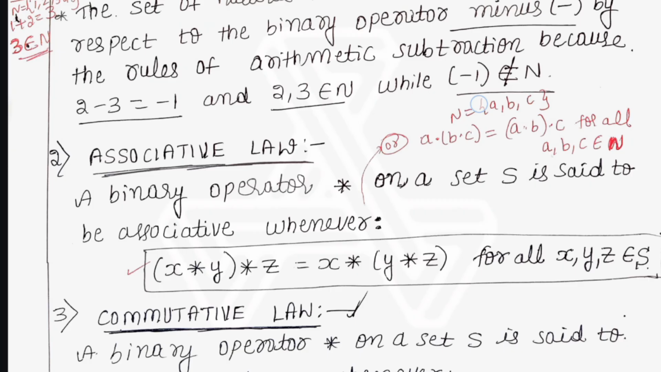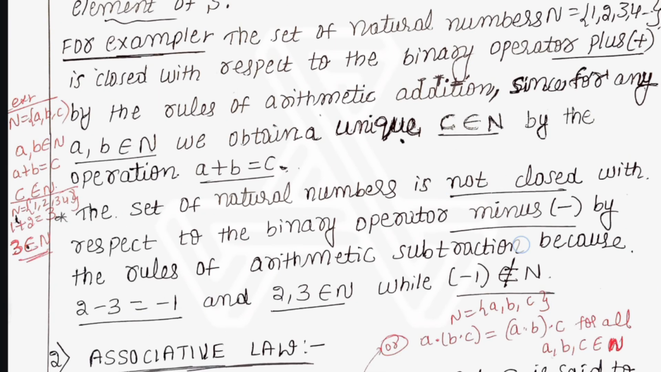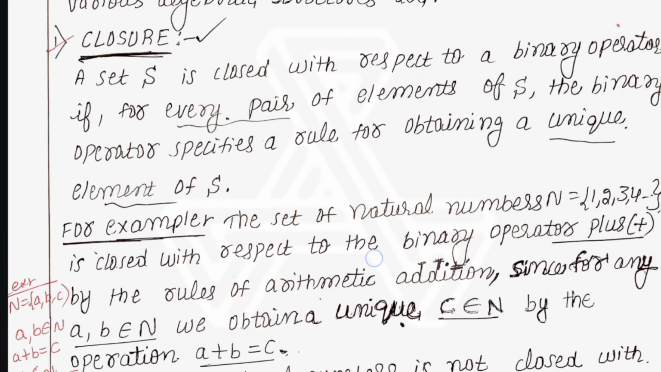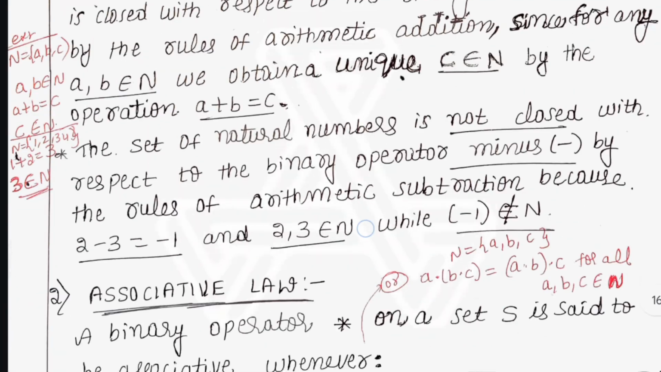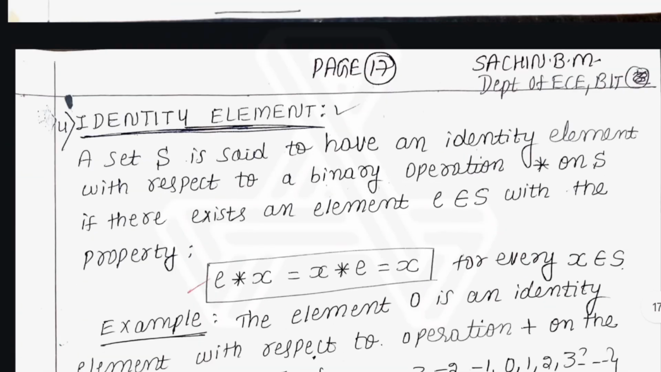Associative law. The binary operator * on a set S is said to be associative when (x * y) * z is equal to x * (y * z). If A, B belong to N, closure property: the set is closed with respect to binary operator if for every pair of elements the binary operator specifies a rule for obtaining a unique element of S, which is not closed here. Commutative law: x * y is equal to y * x, for all x, y belonging to S.